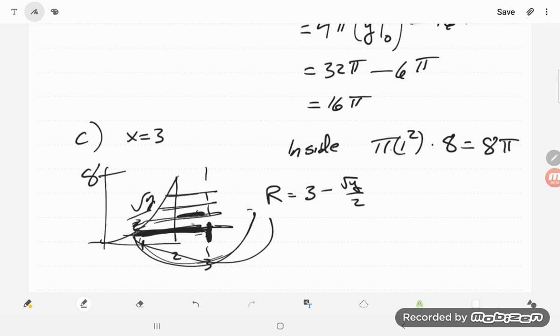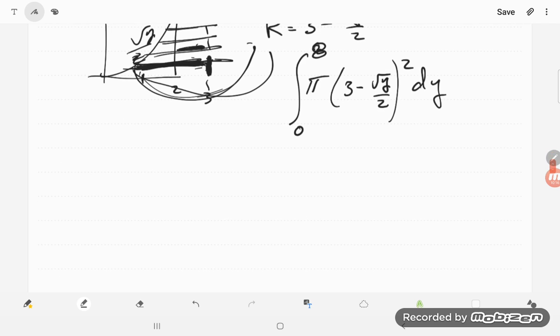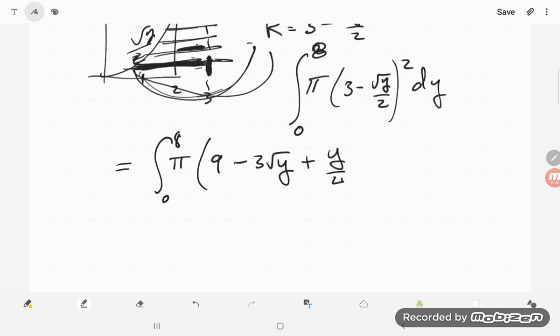And so I have 8 pi for the inside, but the outside, the big R squared, I need the integral from 0 to 8 of pi times 3 minus the square root of y over 2 squared dy. And so this is equal to the integral from 0 to 8. I've got my pi there, and then squaring that, I get 9 minus 3 square root of y, and then plus y over 4.